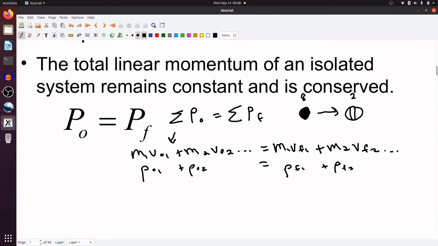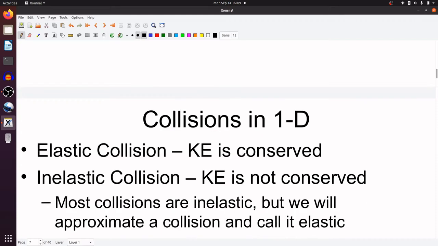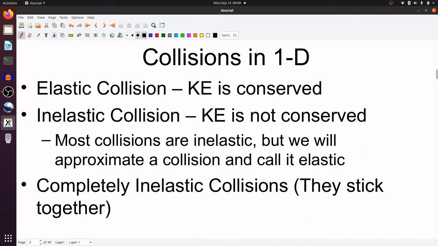So this works in a lot of collision type problems where you have lots of different objects interacting with each other, and as long as you know their masses and velocities, you can usually use it to figure things out. We're going to use this on the next problem. Well, first we've got to talk about collisions. Then we'll use it on the next problem. Sorry about that. So, collisions in one dimension.